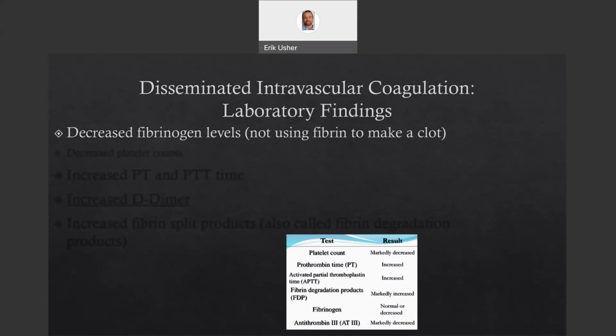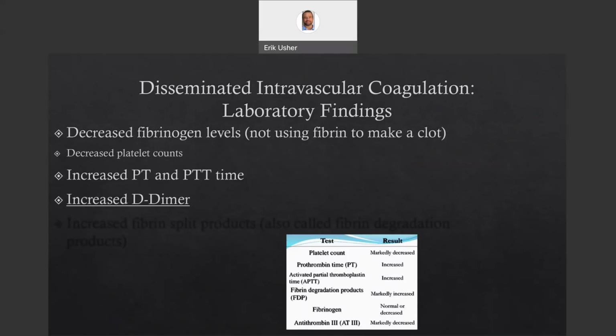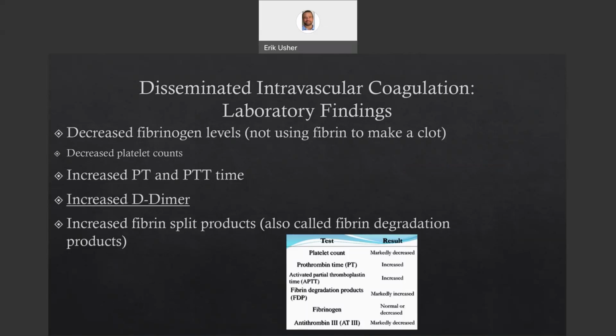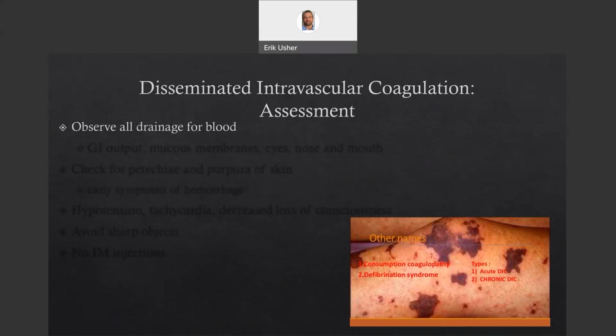Laboratory findings we expect to see are decreased fibrinogen levels. They're not using fibrin to make clots. Decreased platelet counts, increased PT and PTT times, increased D-dimer. Again, they're having a bunch of clots, and these are degradation products of that. And an increase in fibrin split products, also called fibrin degradation products, FDPs.